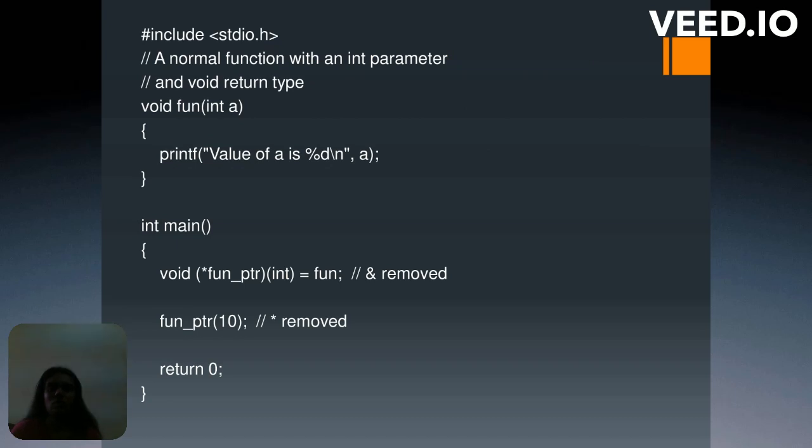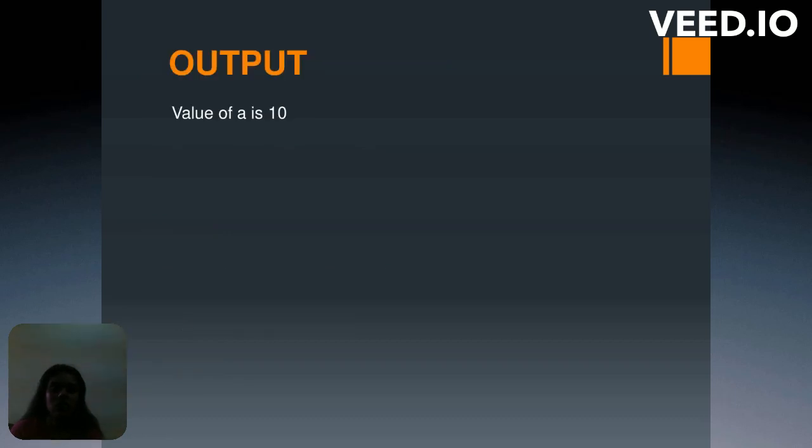So here's the example program of it. Void int a print the value of a, which is holding the value, and then in the integer main, the main part of the program, the void asterisk function ptr, which means it is a function, and in the next line we know that function ptr10, and it returns 0. So here the output we get is 10.